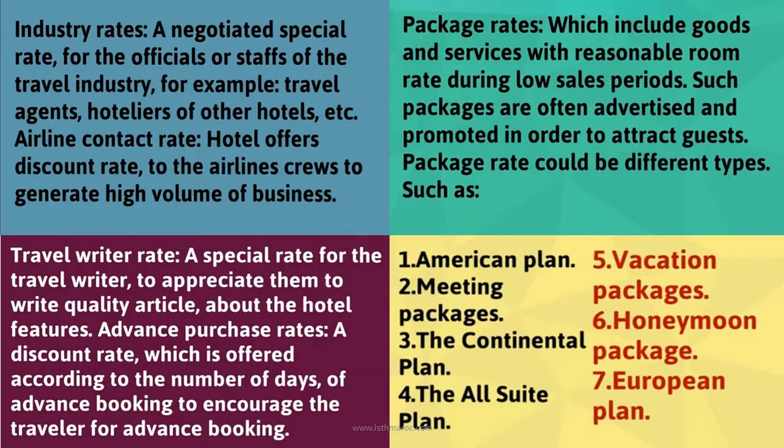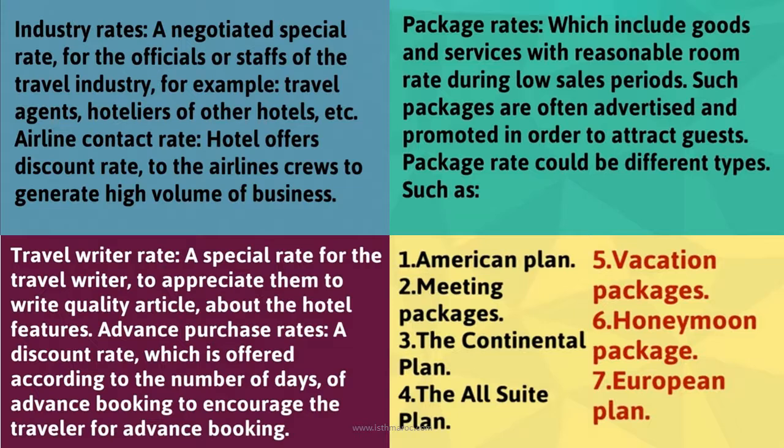The next type is package rates, which include goods and services with a reasonable room rate during low sales periods. Such packages are often advertised and promoted in order to attract guests. Package rates could be of different types, such as: 1. American plan, 2. Meeting packages, 3. The Continental plan, 4. The All Suite plan, 5. Vacation packages, 6. Honeymoon package, 7. European plan. So package rates are of course made to attract as many guests as possible.